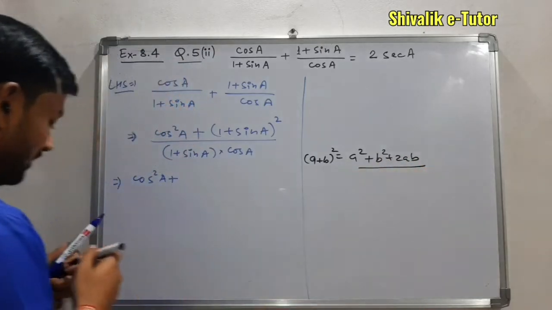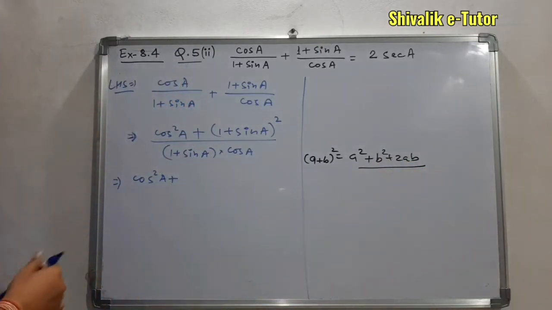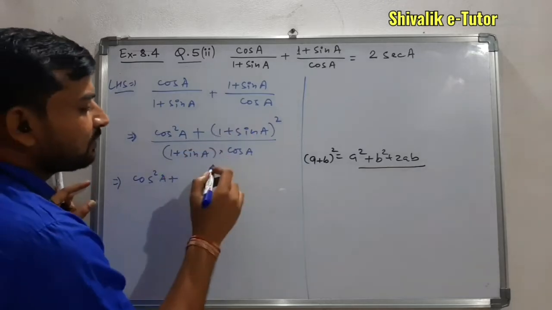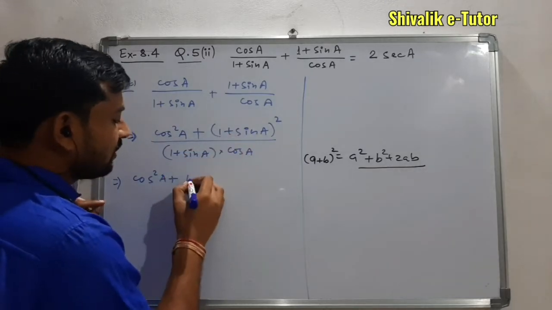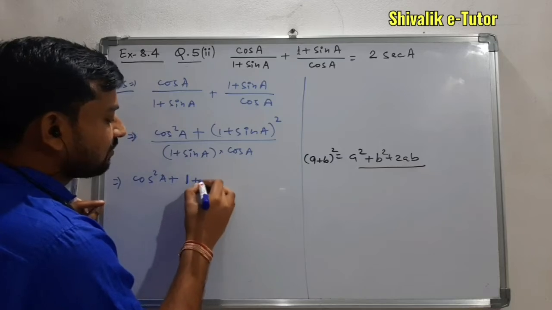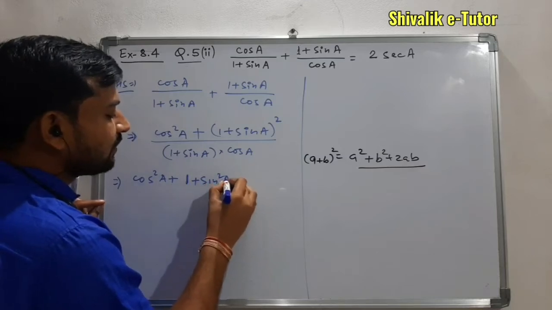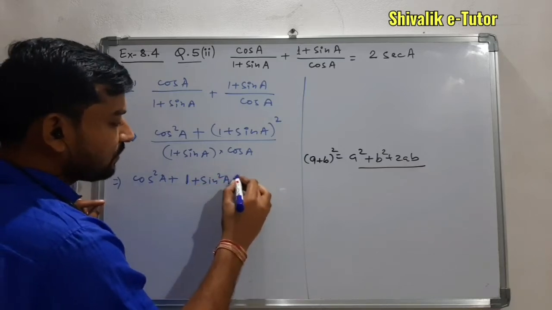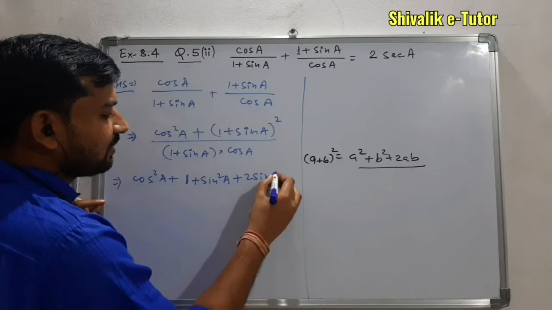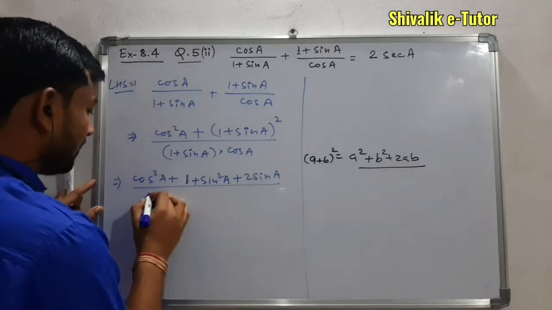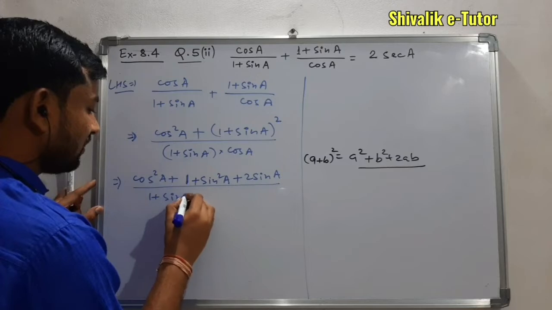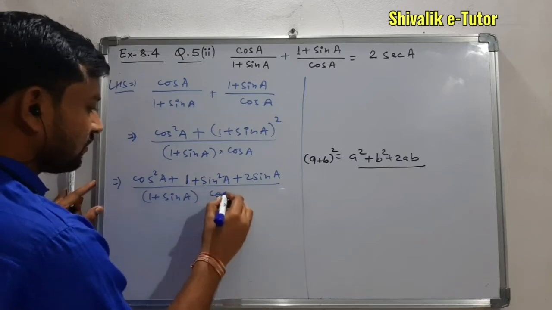This was the first identity in algebra, so we are going to use that in this numerator part. The value of a is 1 and the value of b is sin theta. So a square means 1, b square means sin square theta, so sin square a plus 2 sin a. This is what we are getting from here, upon the same result, 1 plus sin a into cos a.